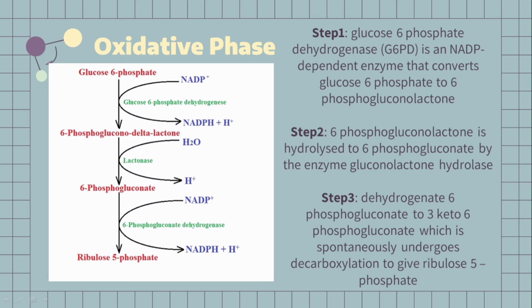Step 3. Dehydrogenate 6-phosphogluconate to 3-keto-6-phosphogluconate, which spontaneously undergoes decarboxylation to give ribulose 5-phosphate. The oxidative decarboxylation of 6-phosphogluconate by 6-phosphogluconate dehydrogenase yields 3-keto-6-phosphogluconate, which is converted to ribulose 5-phosphate, a substrate for non-oxidative reactions, and NADPH. So the two most important products from this process are the ribose 5-phosphate sugar because this is used to make DNA and RNA, and the NADPH molecules, which help with building other molecules.